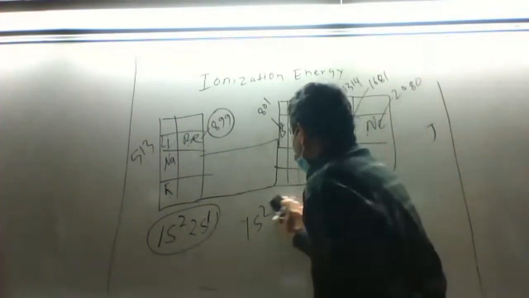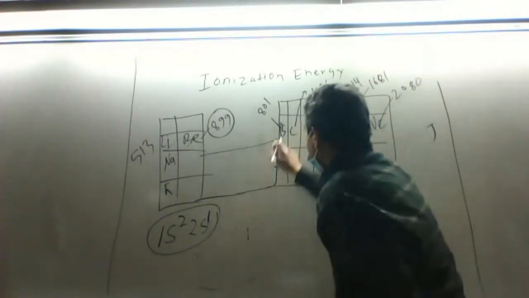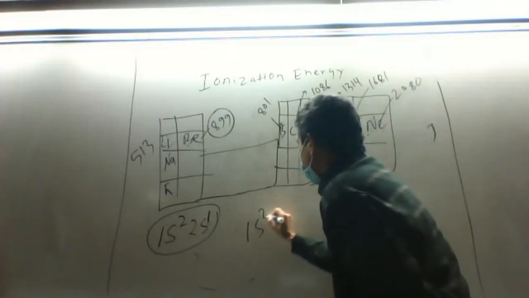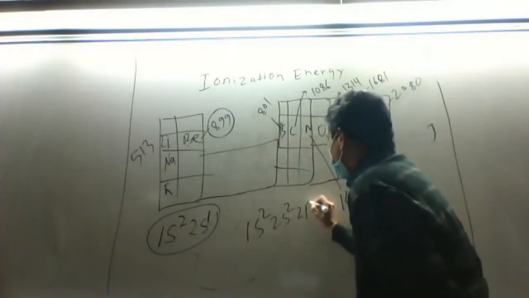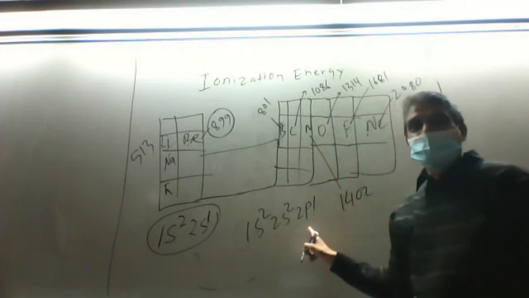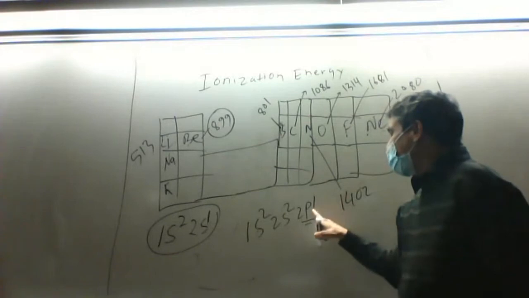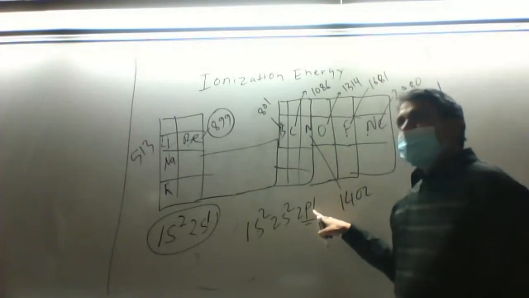Now let's go to boron. Boron is number 5, right? So that is 1s2 2s2 2p1. This is the electronic configuration that we discussed previously. So 2, 4, 5. Here we are just removing the electron from the p1.